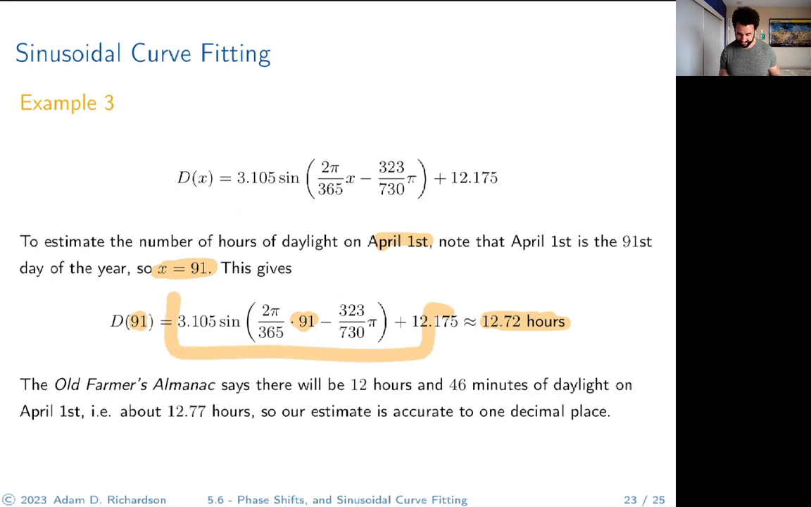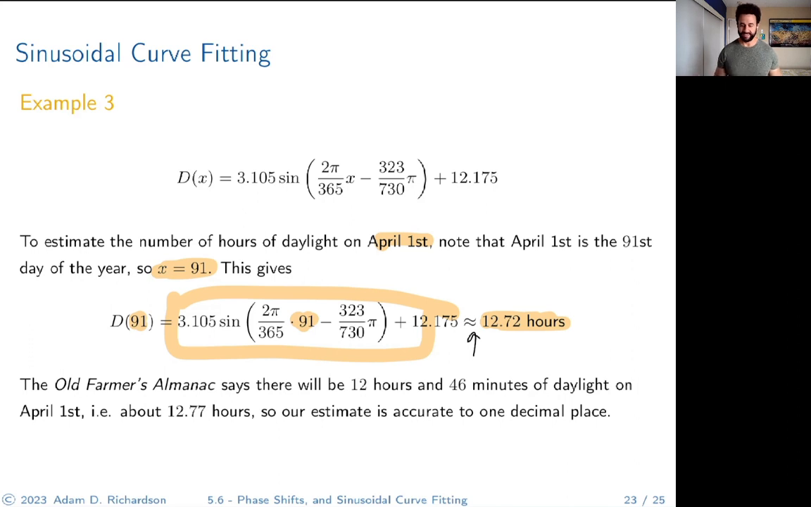And when you plug this into a calculator and you ask it to evaluate it, your calculator also approximates. Calculators can't even see irrational numbers. So when you plug this into your calculator, it's going to give you an estimate to a certain number of decimal places. That's why we use the little wavy equal sign. About 12.72 hours of daylight on that day.